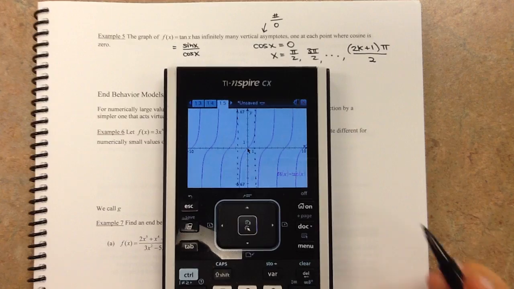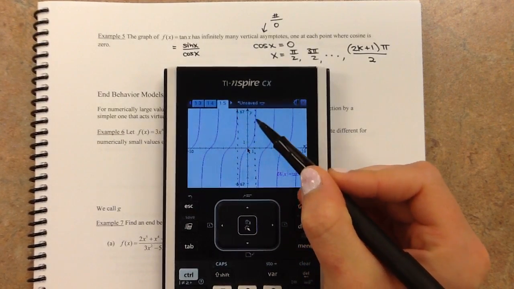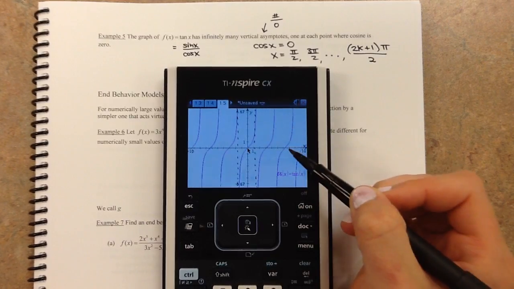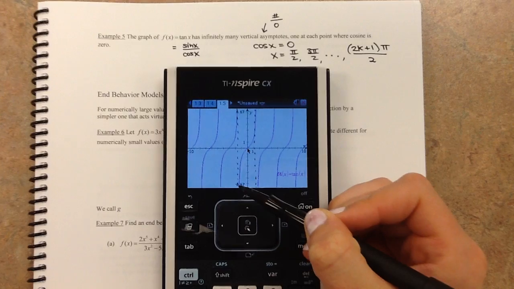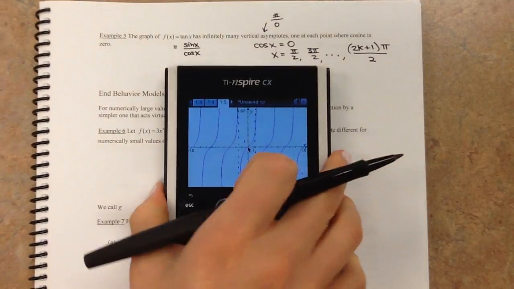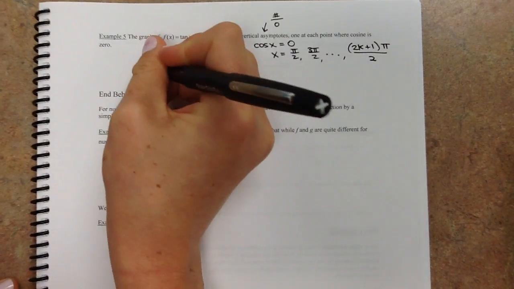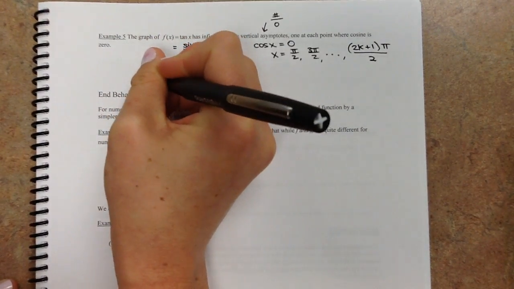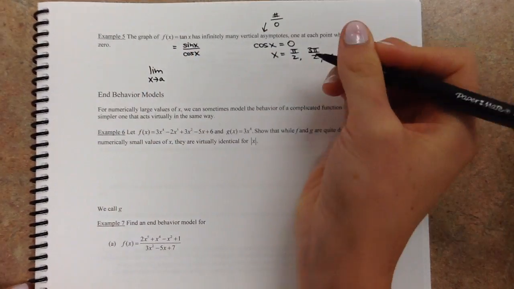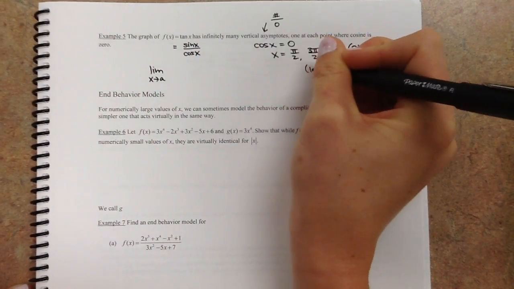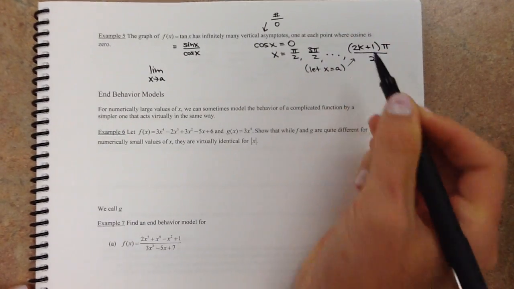So as you approach the value from the left, your function's going up to positive infinity. Happens over and over and over again. As you approach the asymptote from the right, your function goes to negative infinity. Okay? So let's say the limit as x approaches, we'll just use a. Could be anything. Okay, so let's say let x equal a represent this thing right here.